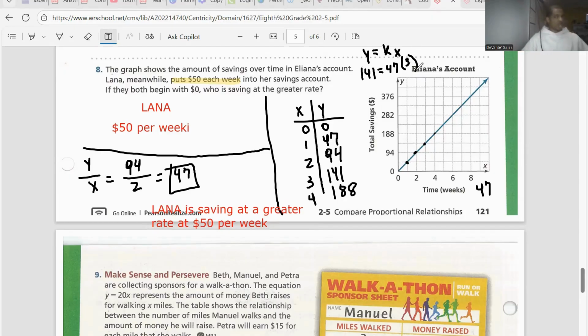You'll have questions, they'll have descriptions, they'll have graphs, they'll have input tables. All of these will pretty much be coordinated together for you to find unit rates.